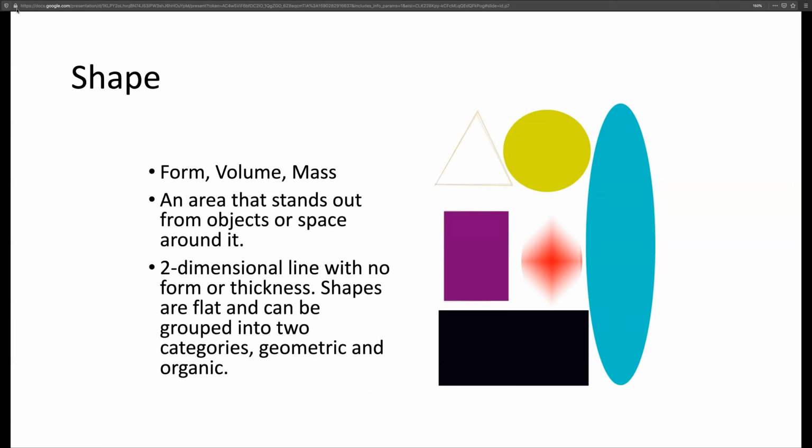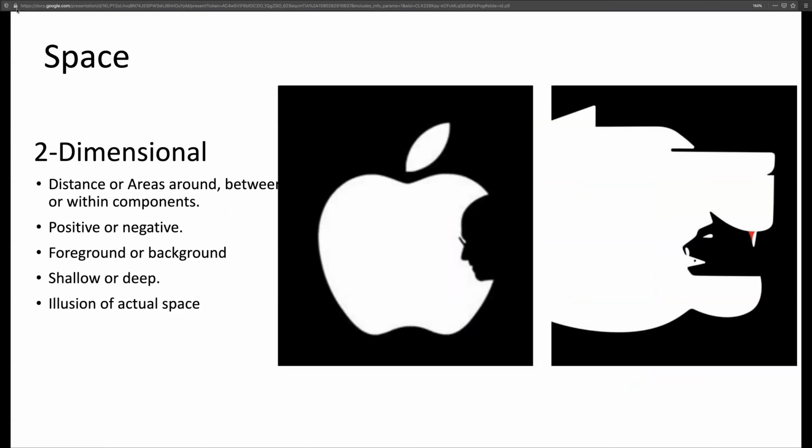Shape. This is interesting because shape two-dimensionally and shape three-dimensionally can be so different, but then there are so many similarities. So shape, we're talking about as things form. A chair's shape, the shape of a pool, but also the shape of a triangle, the shape of a rectangle, the shape of a leaf, right? And then we talk about geometric shapes and organic shapes.